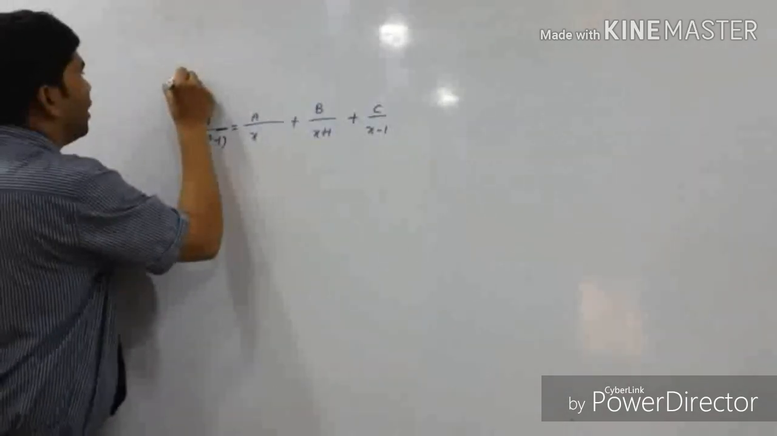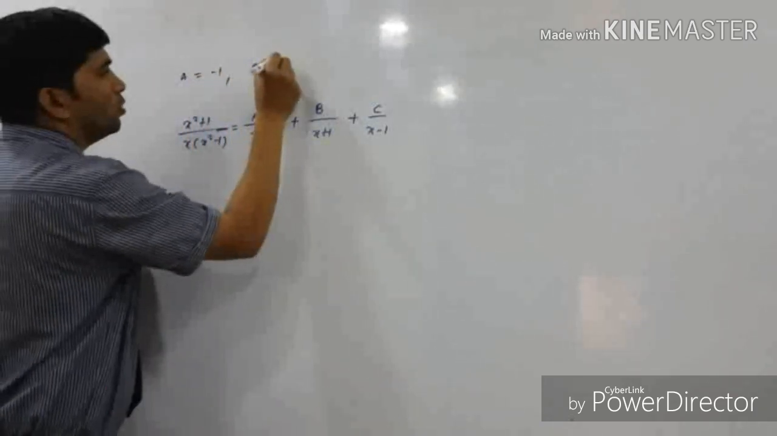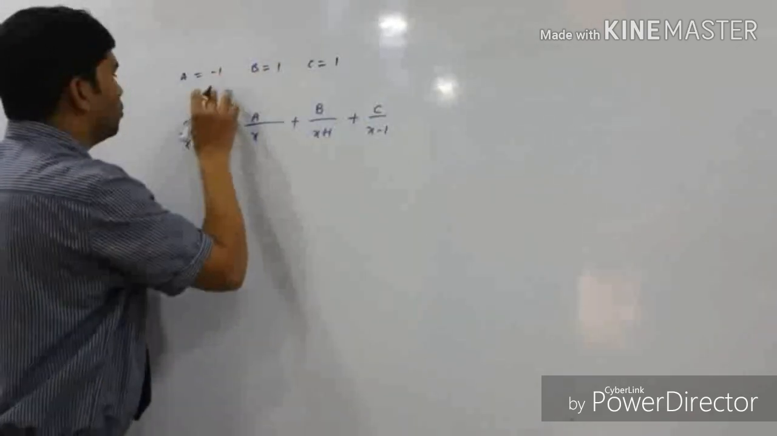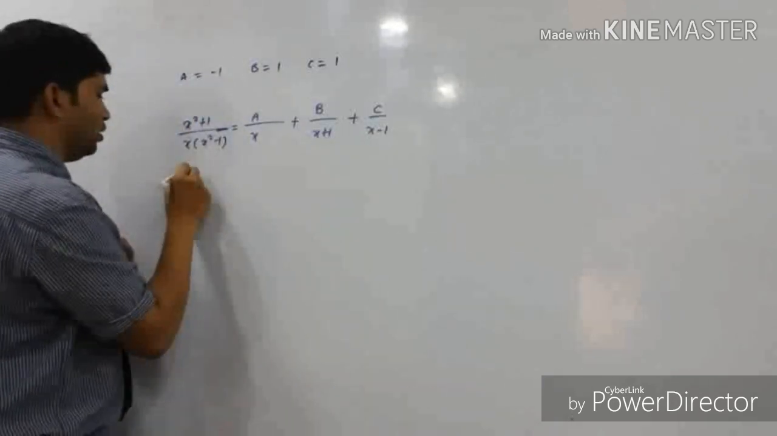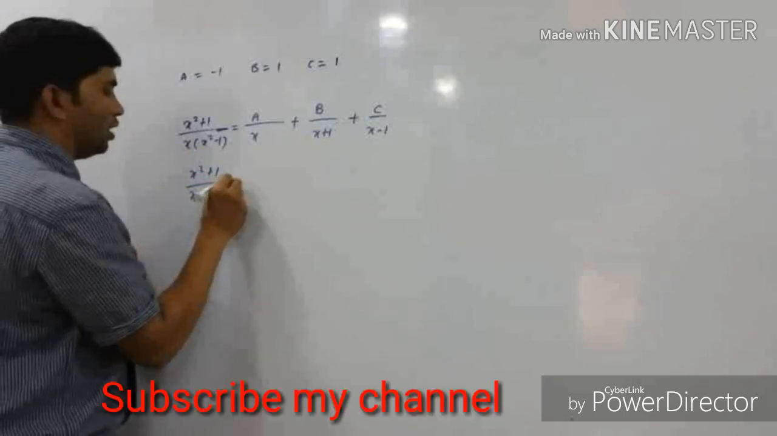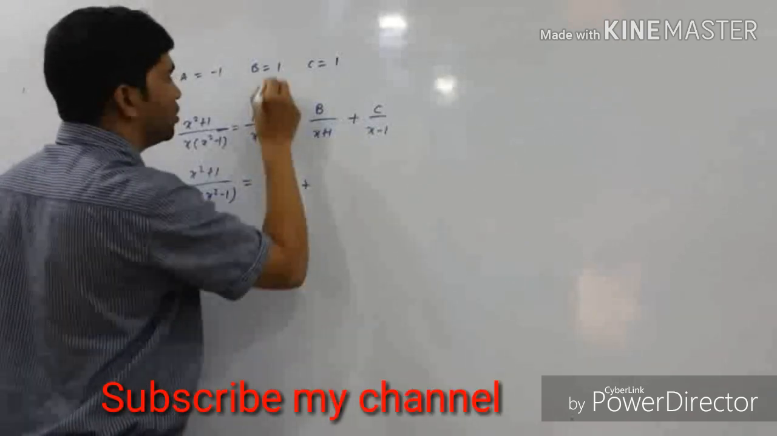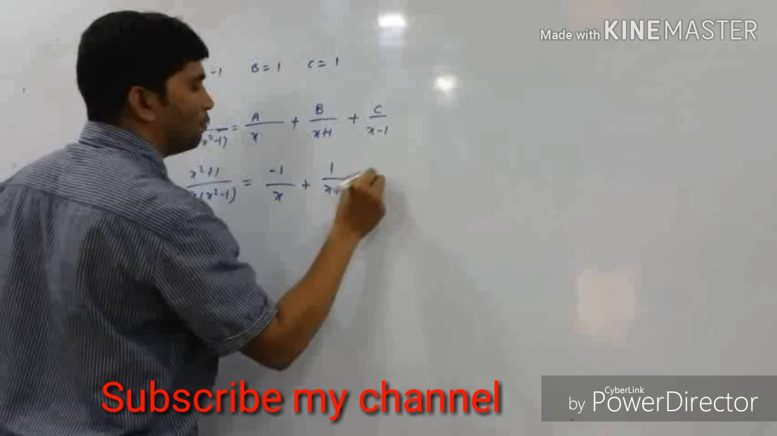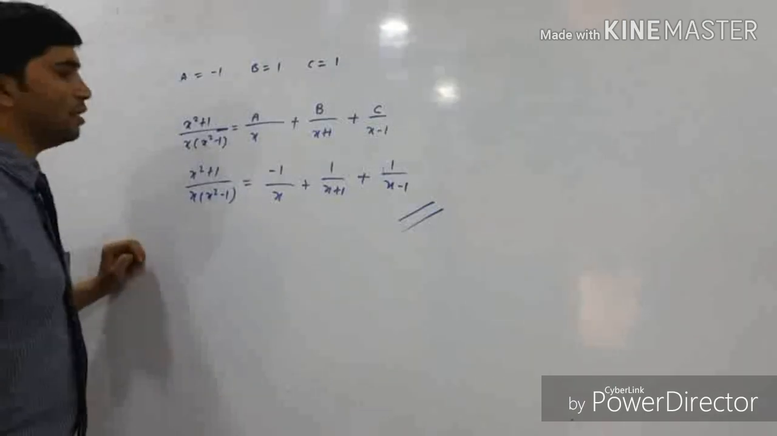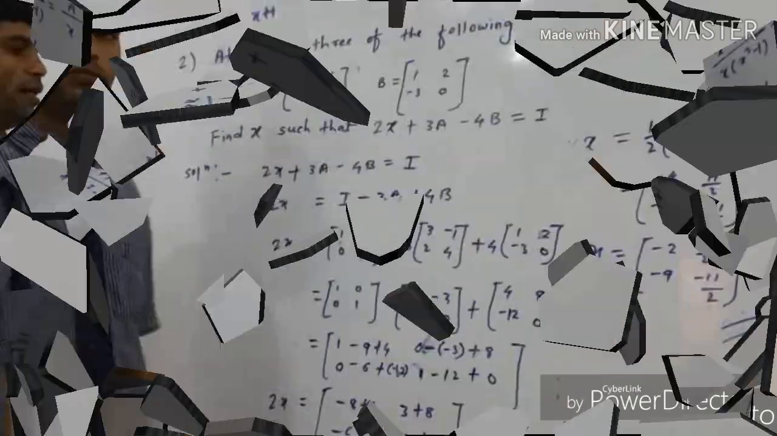We get values of a is equal to minus 1, b is equal to 1 and c is equal to 1. So put these values in this equation. We get x square plus 1 upon x into x square minus 1 is equal to a upon x plus b upon x plus 1 plus c upon x minus 1. So finally we get this answer, minus 1 upon x plus 1 upon x plus 1 plus 1 upon x minus 1.